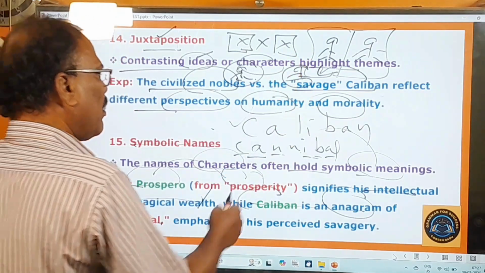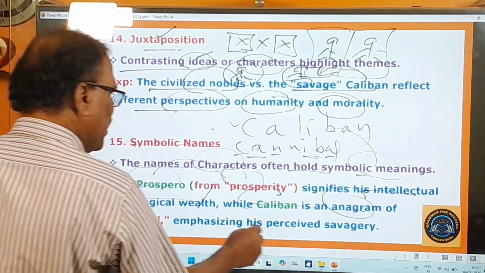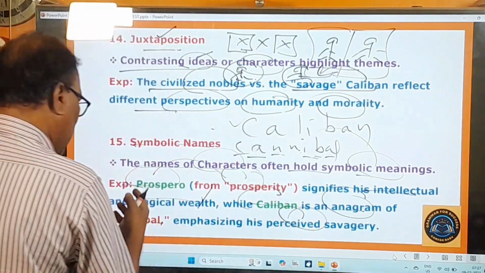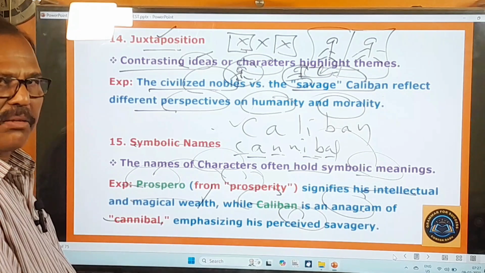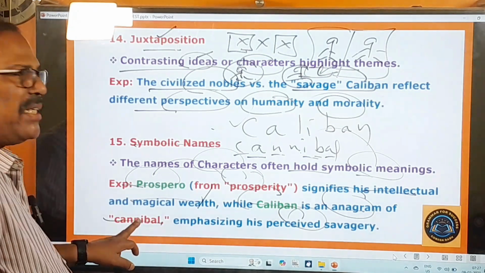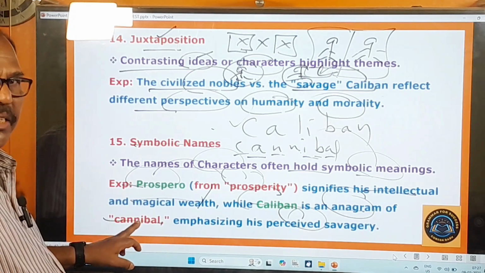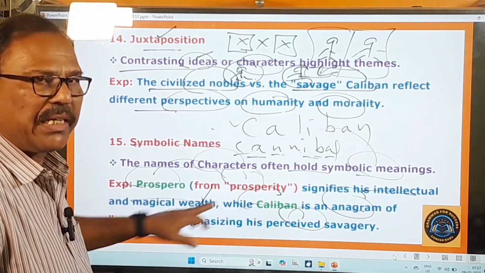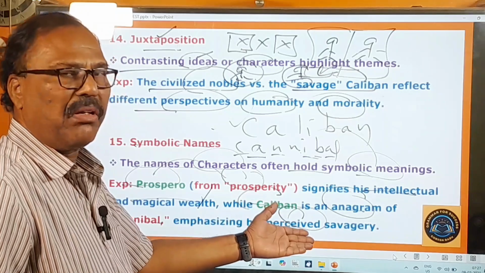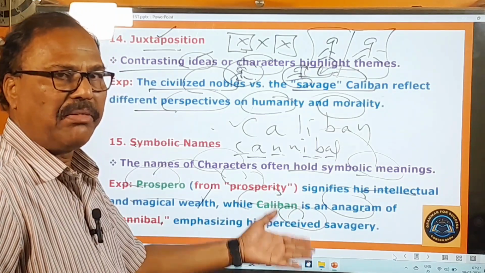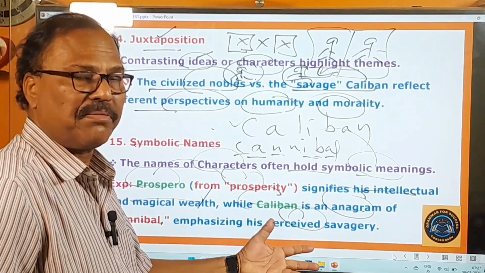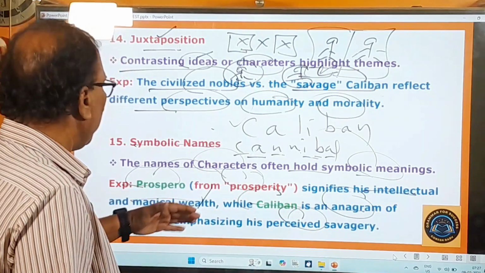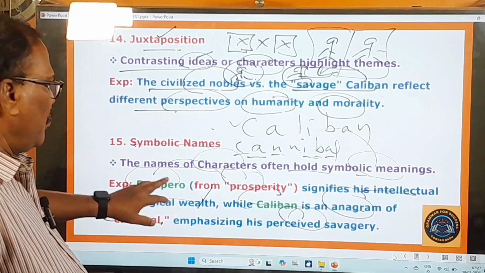Okay, cannibal, Caliban. And it emphasizes perceived savagery. Caliban is a savage man, and cannibal is also there. Caliban and cannibal. Cannibal means the man eater. The man eater is called cannibal. This is Caliban. Both Caliban and cannibal are savage people, rugged people, untamed people, ferocious, barbarous. Like that. So in this way symbolic names are given to these two persons.